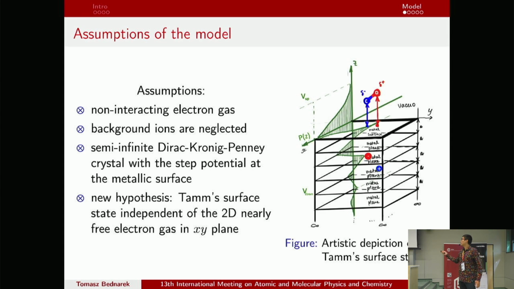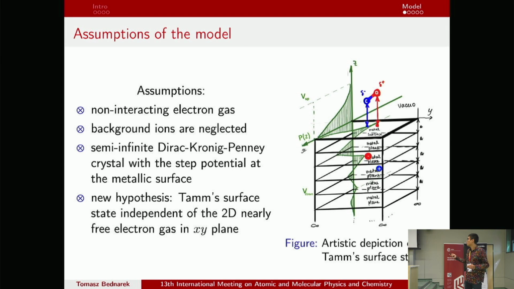Moreover, we can neglect the background ions in order to simplify the symmetry from crystal symmetry to the axial symmetry here. And as we can see here, we have the stack of platinum layers, and actually it may be modeled in the vertical axis as a one-dimensional semi-infinite Dirac-Kronig-Penney crystal. So that's what we do. And the thing is that in chemistry, as it is well known, the most important thing in surface chemistry are surface states.